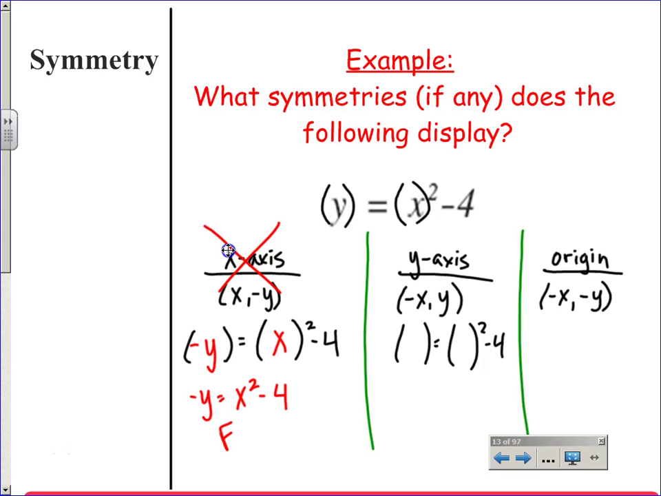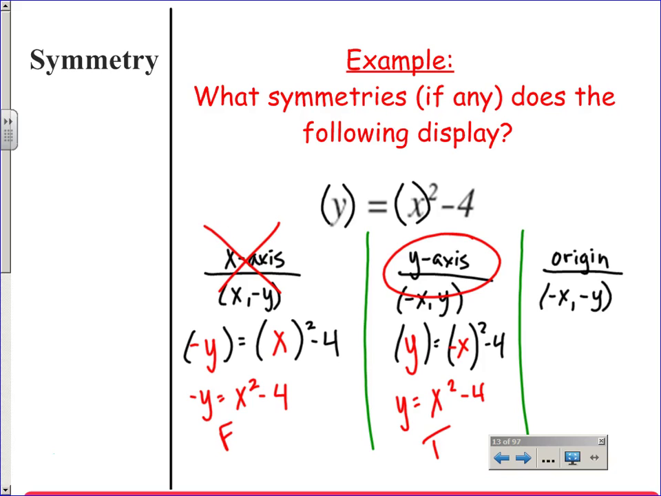Just separating so that we can keep it all nice and clear. This one we're plugging in for the y. Oh, y stays the same. X needs to become a negative x. What happens when we simplify this? Positive x squared, because a negative times a negative is a positive. So do these two match? So what kind of symmetry does it have?